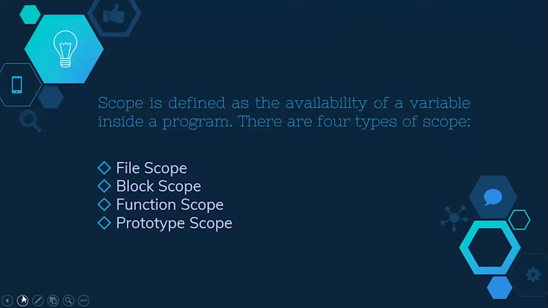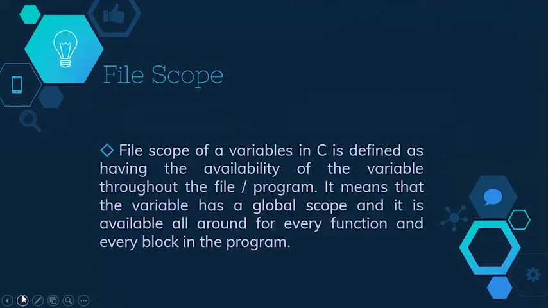There are four types of scope. The first one is the file scope. The second one is the block scope. The third one is the function scope. And the last one is the prototype scope. So the file scope of a variable in C is defined as having the availability of the variable throughout the file or the program. It means that the variable has a global scope and it is available all around for every function and every block in the program.